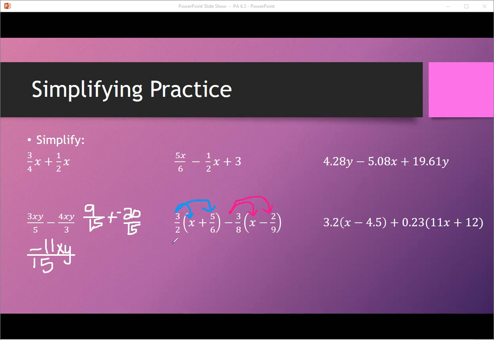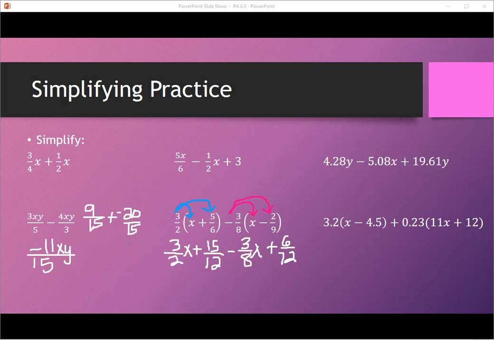So when I multiply here, I'm going to have 3/2 x plus, when I multiply here, I would have 15 over 12 minus 3/8 x, negative times the negatives, plus 6 over 72.